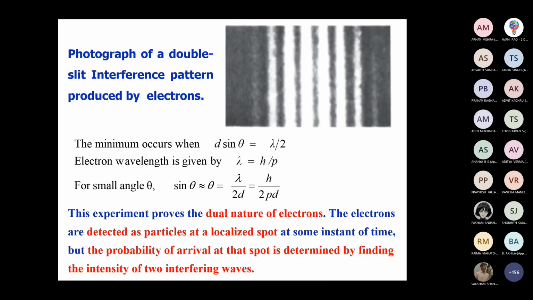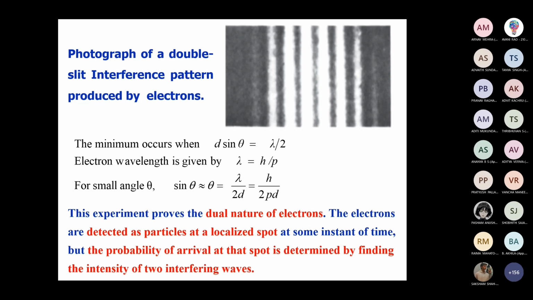Now, you can see here a photograph of the double slit interference pattern produced using electrons. Please note this is using electrons. That is, you are using particles to produce an interference pattern. So it is clear from what we have been studying in the past few classes, the wave nature of particles, like for example the de Broglie hypothesis that all particles exhibit wave nature. This is another experiment which demonstrates that you can have an interference pattern using particles.